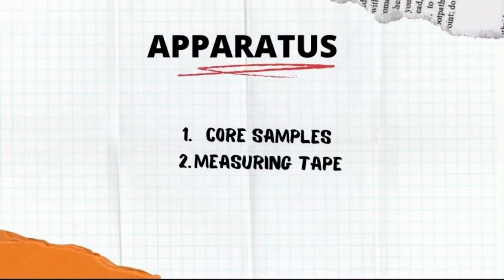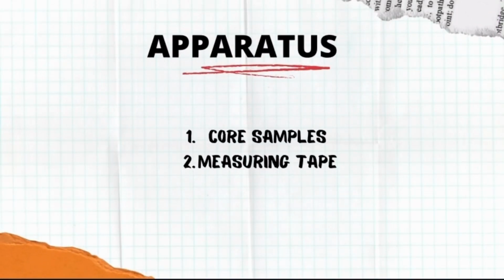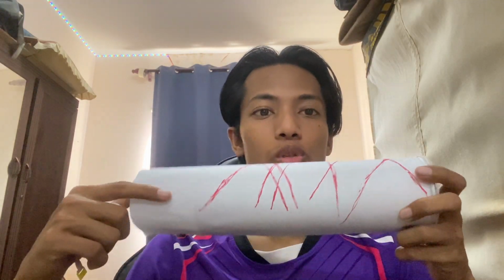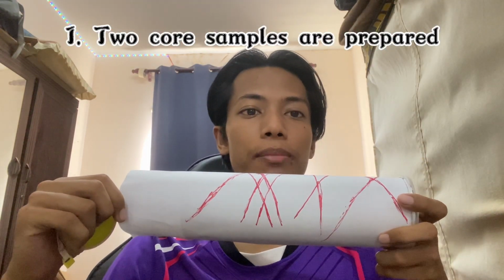Hi, I'm Muhammad Aznizan Amri. The apparatus needed for the core logging experiment are the core sample and the measuring tape. In this experiment, two core samples need to be prepared, and the core sample is measured using the measuring tape.